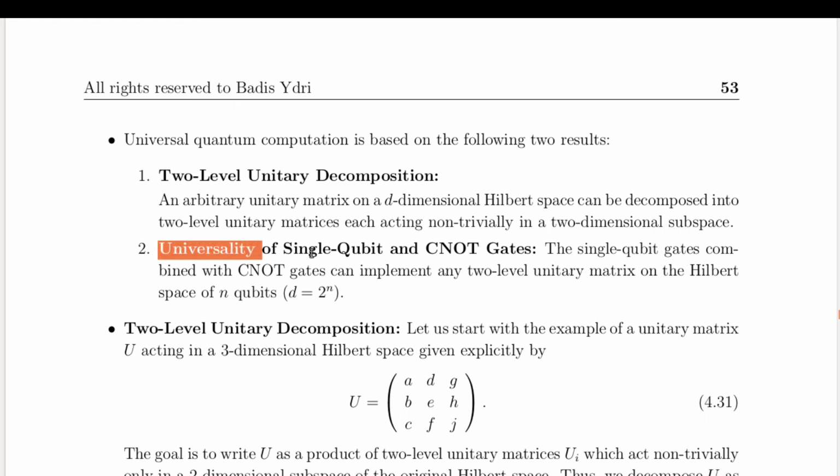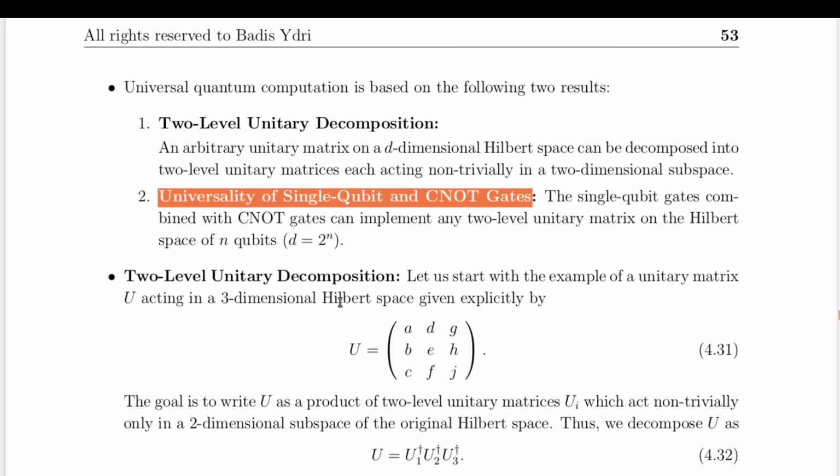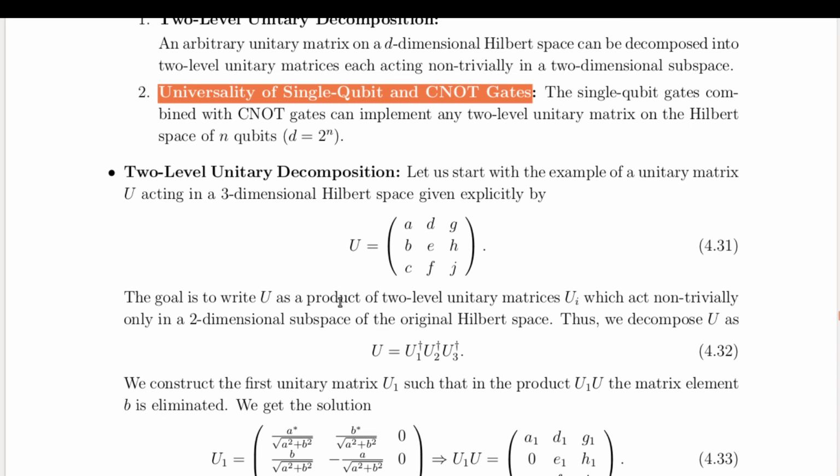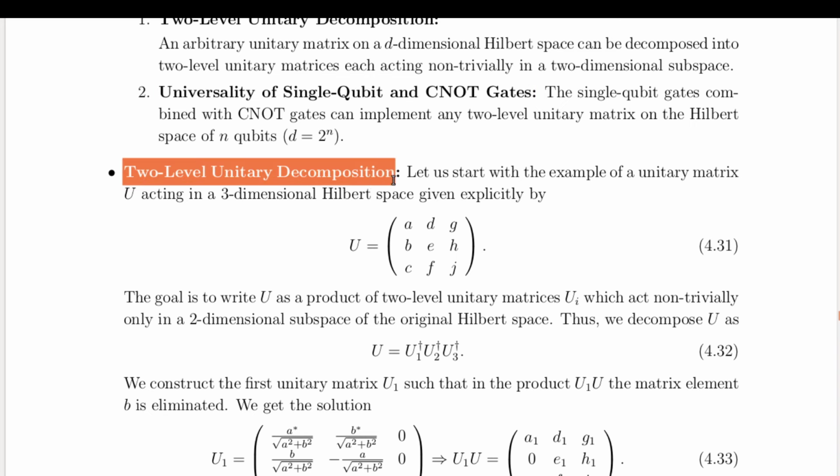Universality of single-qubit and CNOT gates. Single-qubit gates, when combined with CNOT gates, can implement any 2-level unitary matrix. Together, they form the foundation of quantum universality. Let's explore these results in detail. First, regarding the 2-level unitary decomposition. As a concrete example, we consider a unitary matrix U acting on a 3-dimensional Hilbert space.